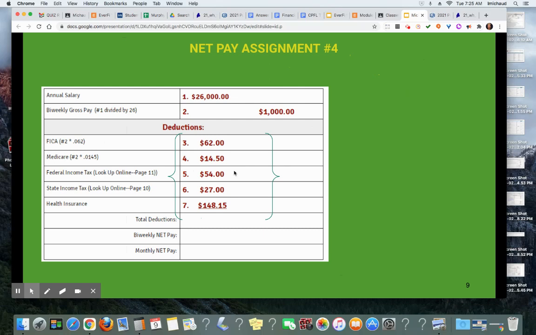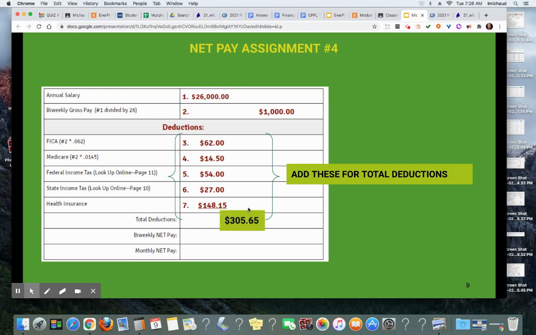So these are all of our deductions: FICA, Medicare, federal income tax, state income tax, and health insurance. So we need to add all of our deductions up. So take some time to do that. And you should get $305.65. Please record that on line 8.